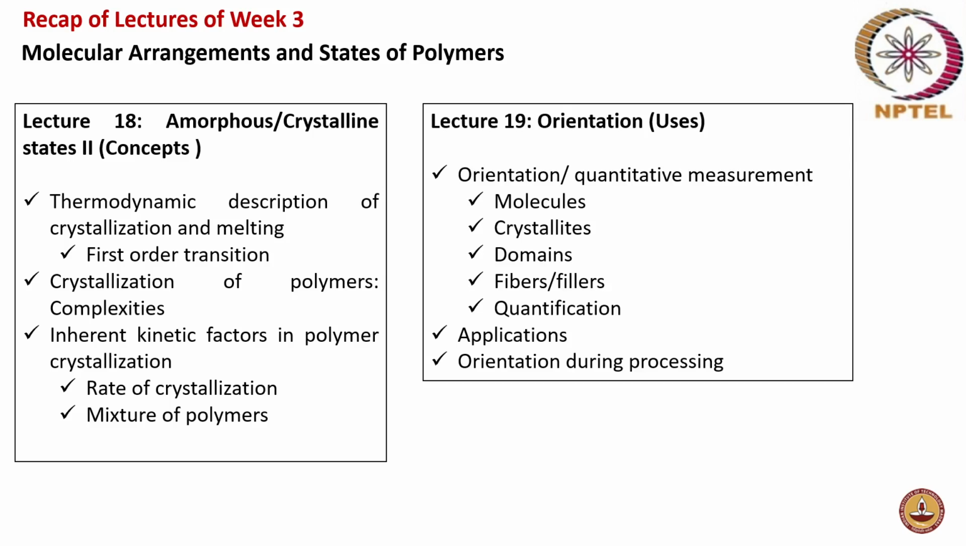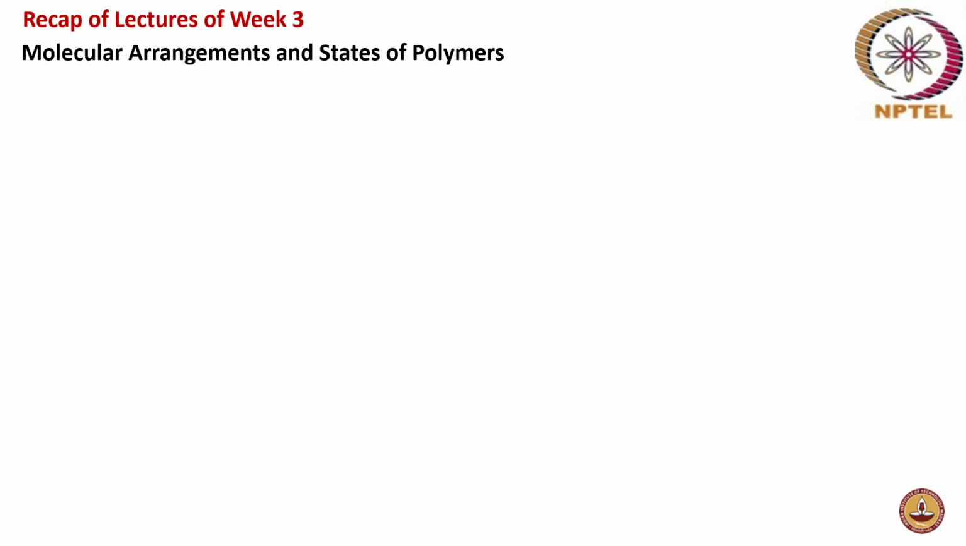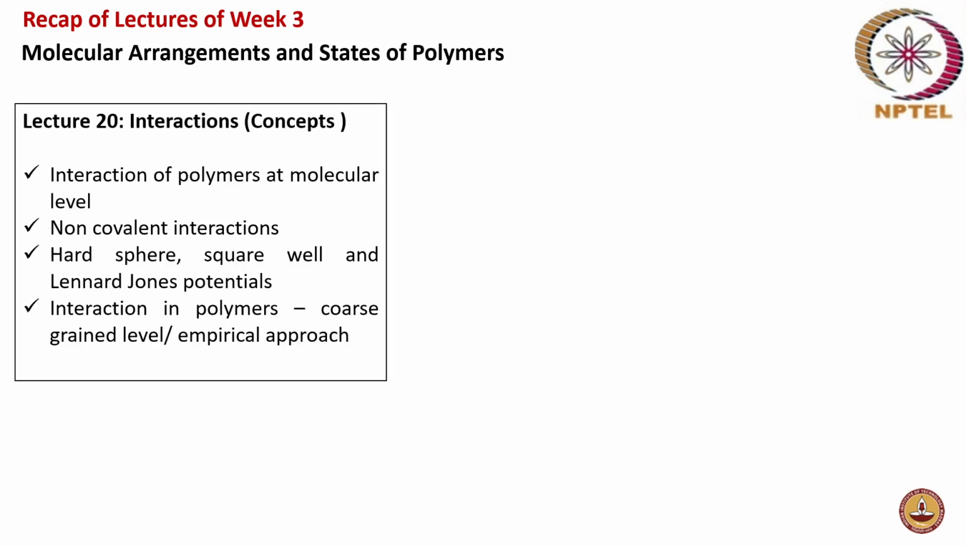So lecture 19 was on orientation and the molecules, crystallites, domains, and then fibers and fillers, the quantification of that, application, and then orientation during processing. So these aspects were discussed in orientation. Lecture 20 was on interactions. So interaction of polymers at molecular scales, different type of interactions like non-covalent interactions, and then there was a discussion on hard sphere and square well and Lennard-Jones potential, and then interaction in polymers, the coarse grain level and the empirical approach. So these aspects were discussed.